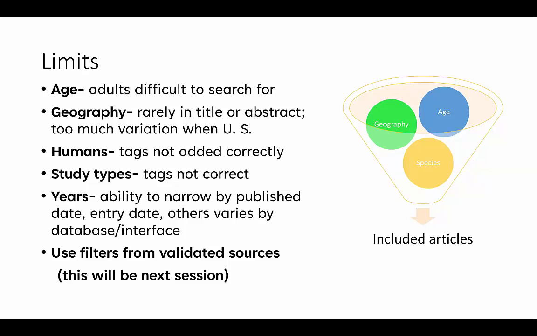Geography is a very tricky one as well. It's rarely described in a similar way, even if it's in the US. For example, they could talk about a region, a city, a state, a county. It's just so variable when you're trying to focus on a geography. Humans: I know most of you have probably heard this 1,000 times, but the human tag is very often forgotten, although in the example I'm going to show you in a little bit, it's actually on there quite often. Most of the time people say, instead of using the human tag, use "not animals."